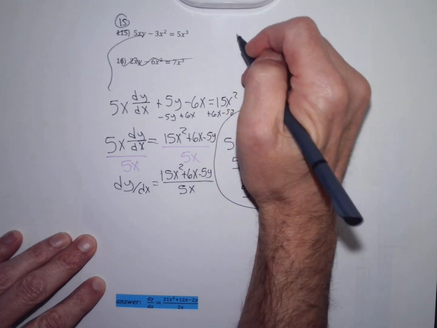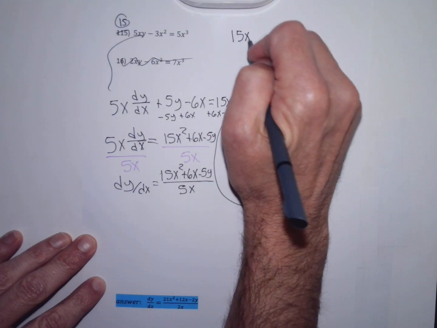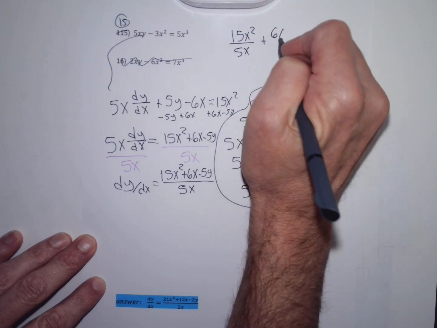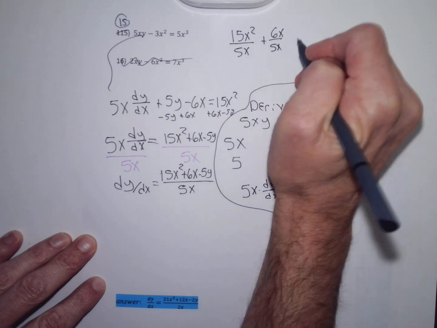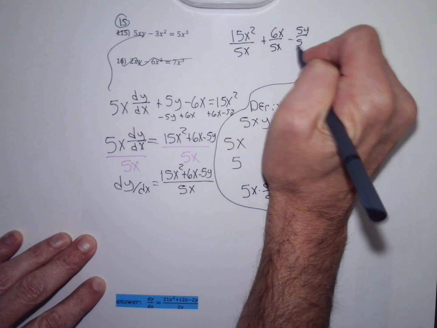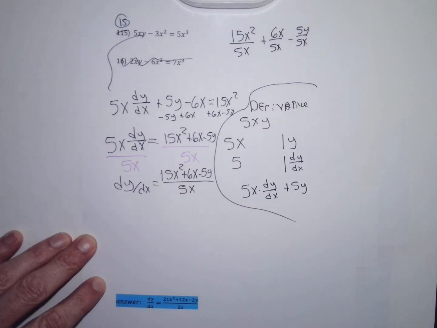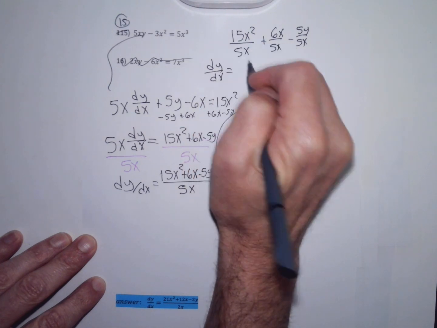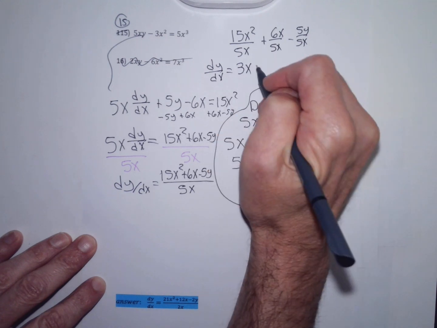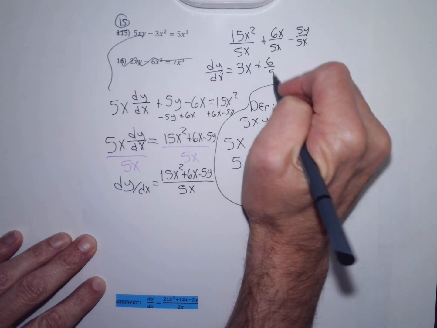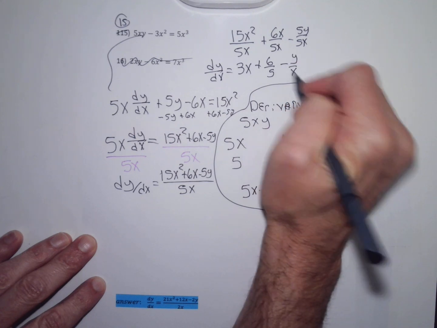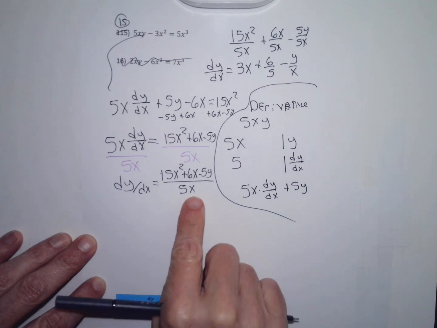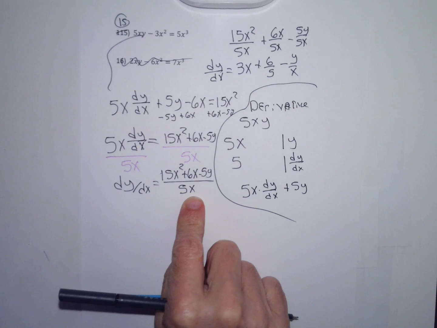The alternative would have been to write individual fractions of 15x squared over 5x plus 6x over 5x minus 5y over 5x. If you made the individual fractions, they would all reduce. I could have written dy dx equals 3x for the first reduction plus 6 over 5 for the second reduction minus y over x for the third reduction. Equally correct. If you like reducing, make the individual fractions. If you want to just live with it not reducing, then make the big fraction.